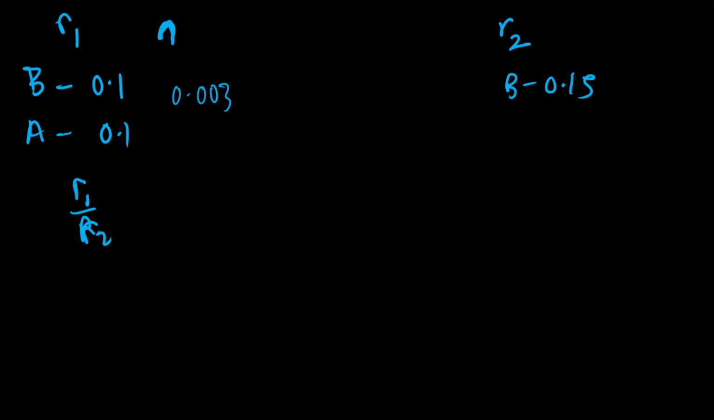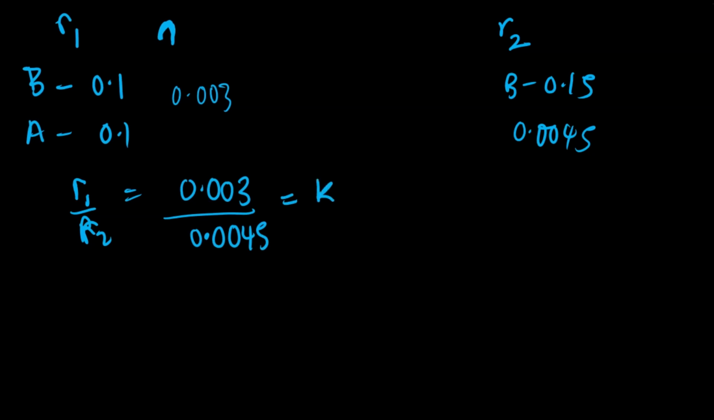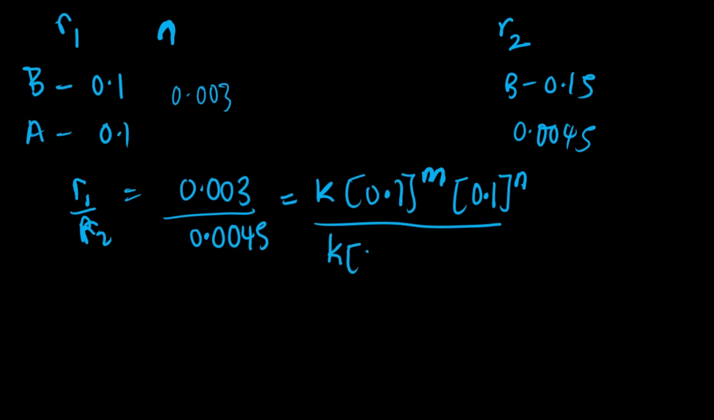So R1 over R2 would be equal to 0.003 divided by 0.0045, and it's equal to k. In the bracket we have the concentration of A raised to the power of m. Although we know it to be 2, we'll still make use of m. And then the concentration of B, 0.1 raised to the power of n for reaction 1. Then for reaction 2 we would have 0.1, the concentration of A remains constant, and the concentration of B is now 0.15 raised to the power of n. Of course, these would all cancel out, and now we would be left with this on this side.